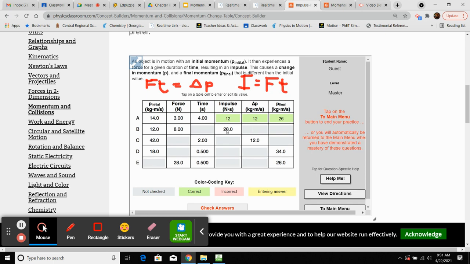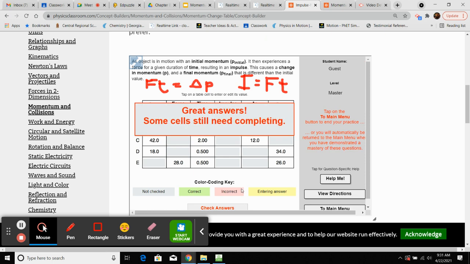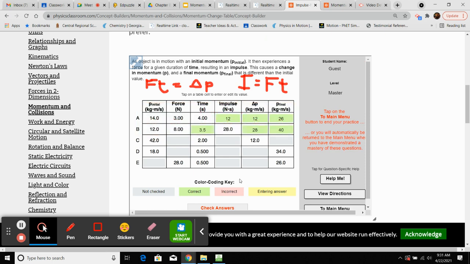What about the next one? What do I do here? If I know what the impulse is, what is my change in momentum? 28. Okay, if I'm originally at 12 and I change it by a positive 28, what is my final momentum going to be? Good, 40, because we add them. If my impulse is 28 and the force is 8, to find time, I have to divide what? 28 divided by 8, and that should be 3.5. Let's check them. Oh, all right, solid.